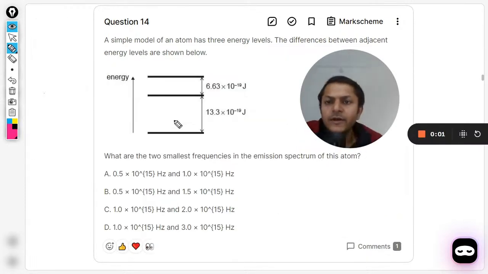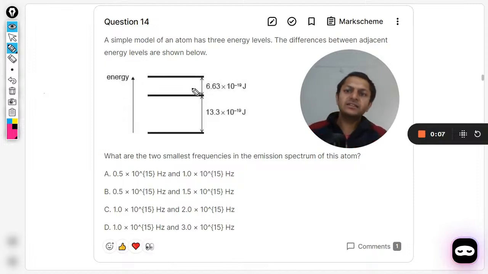So in this question, let's see. A simple model of an atom has 3 energy levels. The differences between the adjacent energy levels are shown. What are the 2 smallest frequencies in the emission spectrum of this atom?